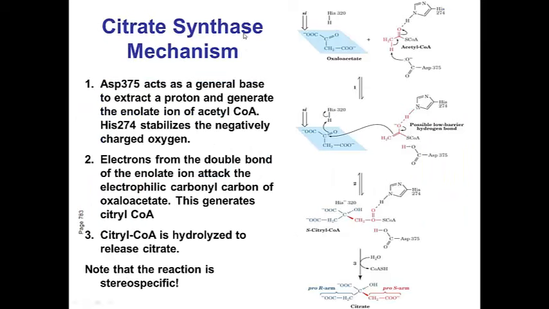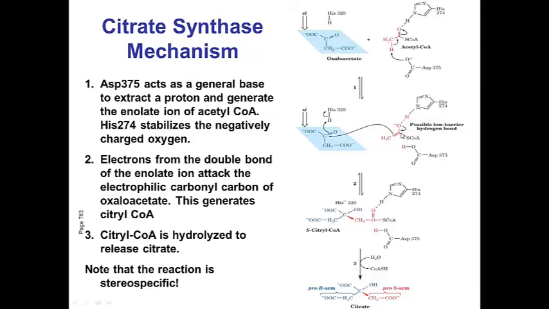Okay, so the first thing that happens in the citrate synthase mechanism is that aspartic acid 375 is going to act as a general base, and it generates the enolate ion of acetyl CoA. It's important to note that this is actually the rate limiting step in this case. So here you can see now we've generated this enolate ion.